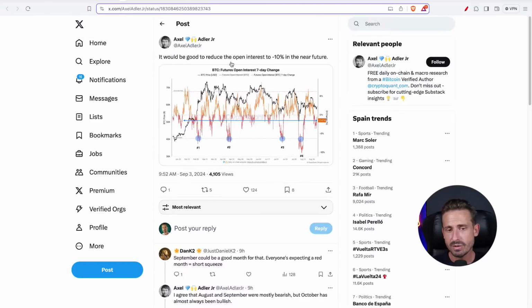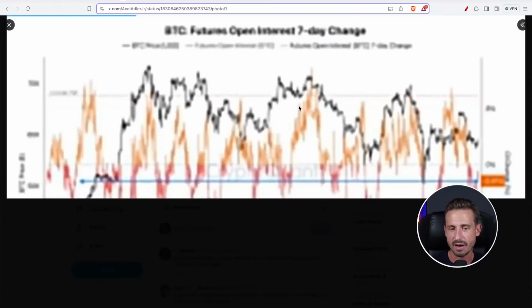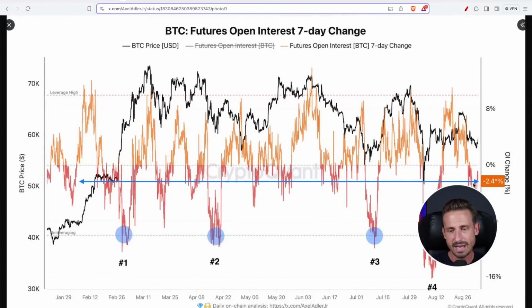It would be good to reduce the open interest. We got this guy here on Twitter saying by 10% in the near future. Without a doubt, it would be nice. We are seeing a lot of people quite bullish and a lot of hopium that we are going to bounce. We're going to bounce very soon. We're going to form a low here, and we're probably going to drop down a few thousand more, because when we see the open interest not taking a major hit, then we don't get the bounce, right?